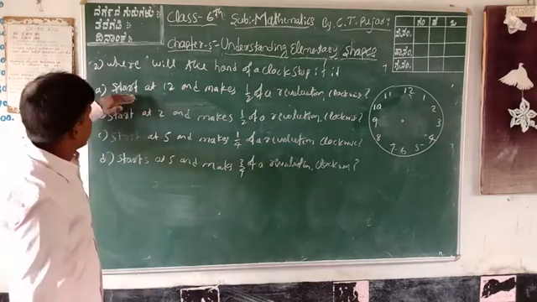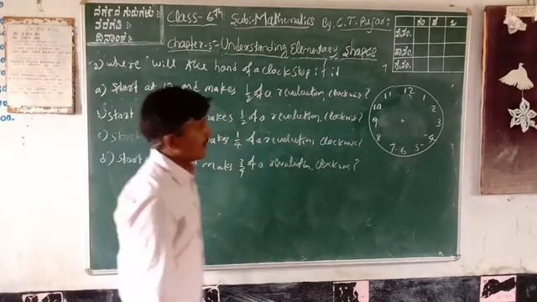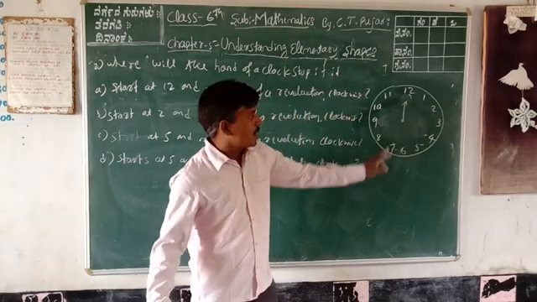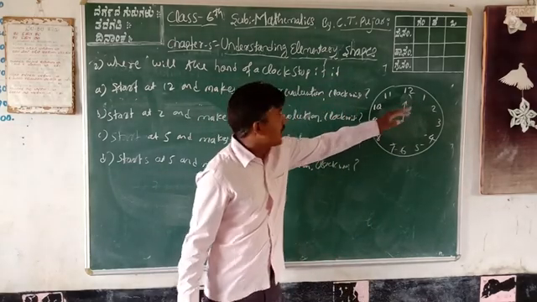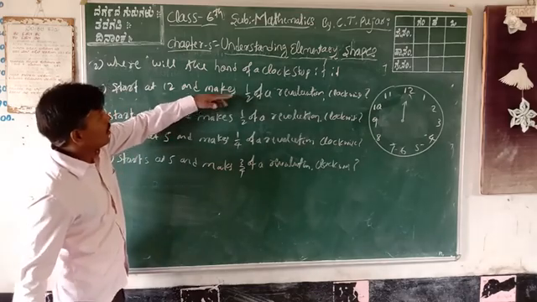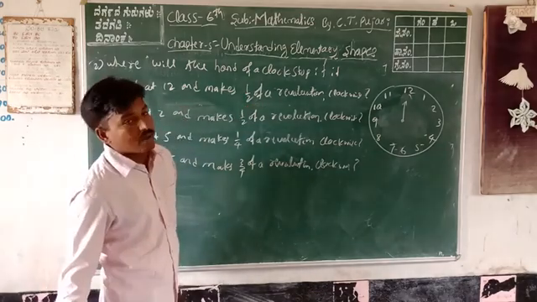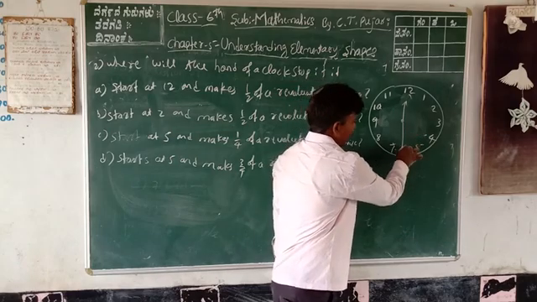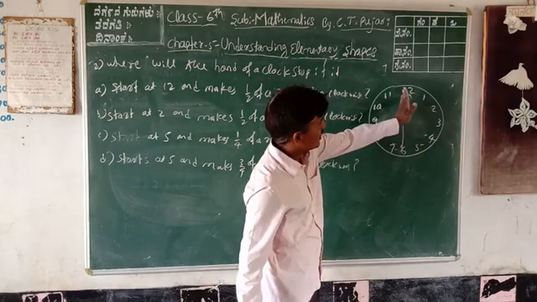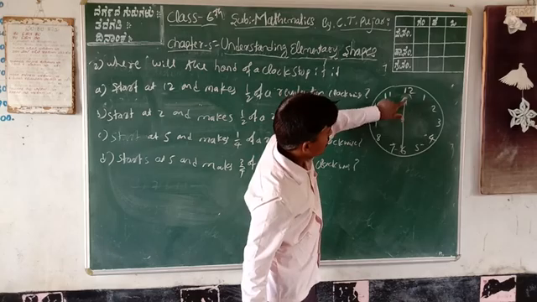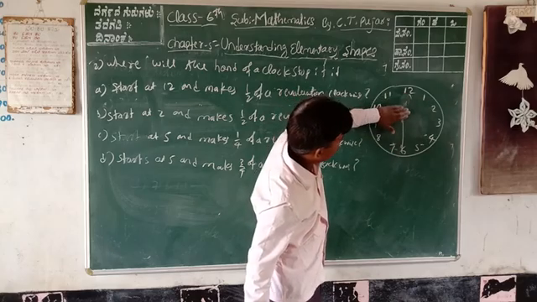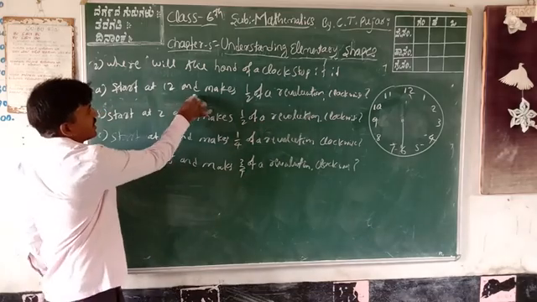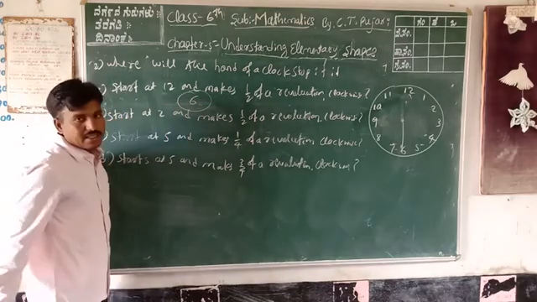First one is starting at 12. The hand is starting here at 12, and it turns up to how much revolution? 1 by 2 of the revolution. 1 by 2 means half of the revolution. That is starting 12 to 6. Now that hand is stopping at 6. 6 is the point.